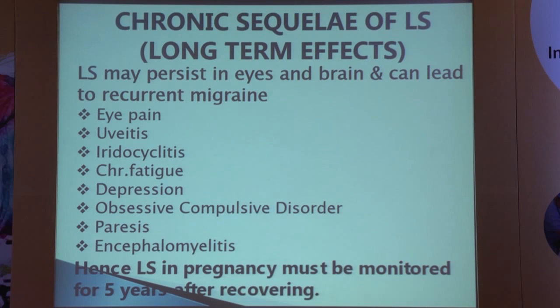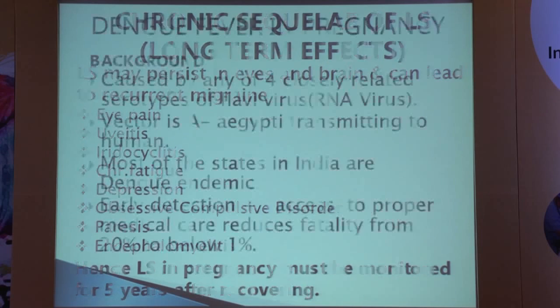Chronic sequelae of leptospirosis, long-term effects. Why I have put this slide is because patients with leptospirosis in pregnancy must be monitored for 5 years after recovering because of the long-term sequelae. And you have to look for eye pain, uveitis, recurrent migraine, iridocyclitis, chronic fatigue, depression, obsessive-compulsive disorder, paresis, and encephalomyelitis.